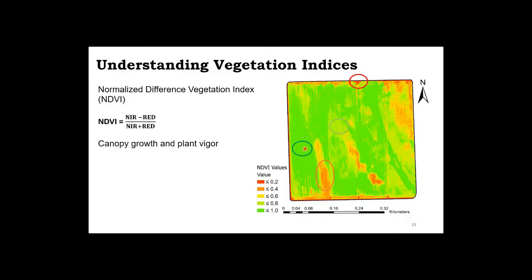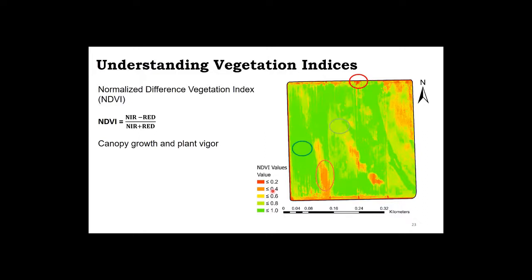We have many different green regions over here, which have an NDVI value of more than 0.8, which means the plants in the green regions are healthy and they have a dense canopy. So this is how we read the processed map and make an informed decision for site-specific application of agricultural input.